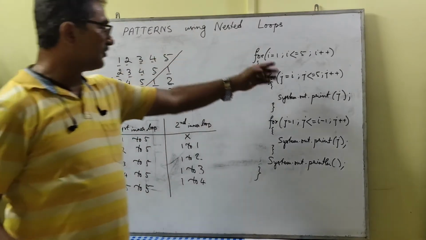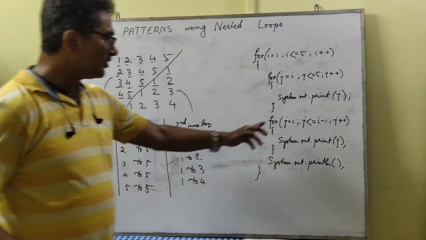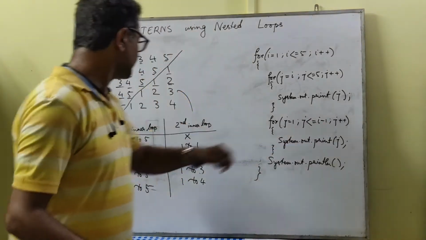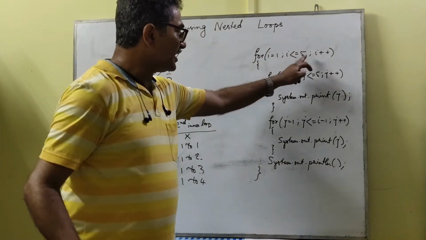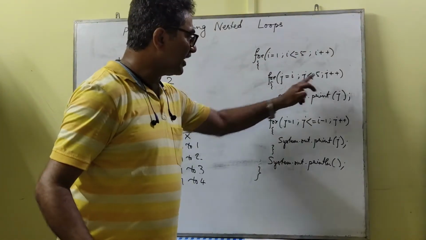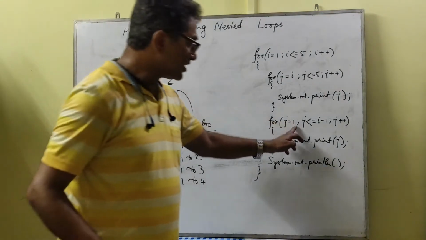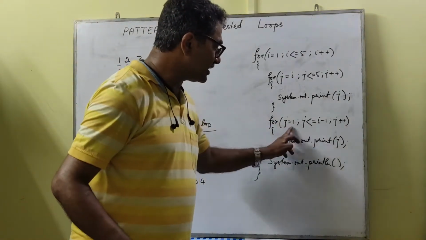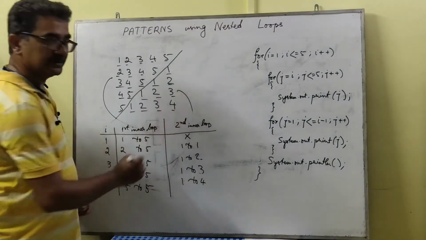Next time the value of i is 4. So 4 to 5. So 4 and 5. And this one from 1 to 4 minus 1. That is 1 to 3. So 1, 2, 3. Ultimately, when the value of i is 5, this is running from 5 to 5. And this is running from 1 to 5 minus 1. That is 1 to 4. So 1, 2, 3, 4.